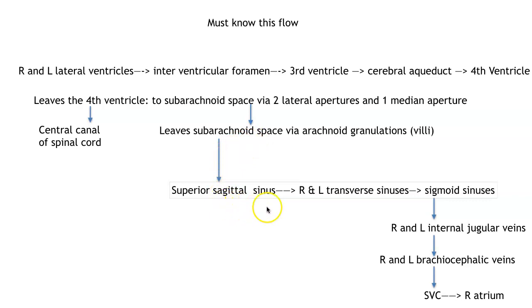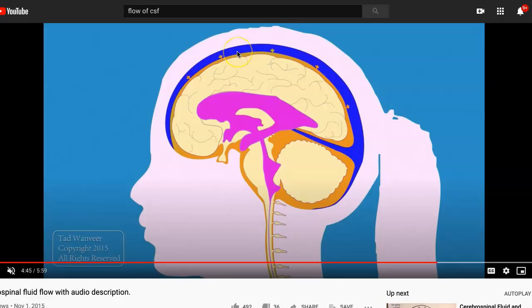From the superior sagittal sinus, we're going to go into our right and left transverse sinuses, our right and left sigmoid sinuses, into our right and left internal jugular veins, and then into our right and left brachiocephalic veins, into the superior vena cava, and back to our right atrium. This is not that hard. You just need to follow it along with your diagrams and figure out where you are. It will make total sense. So hopefully that helped you visualize this a little bit better. I hope. That's my hope.